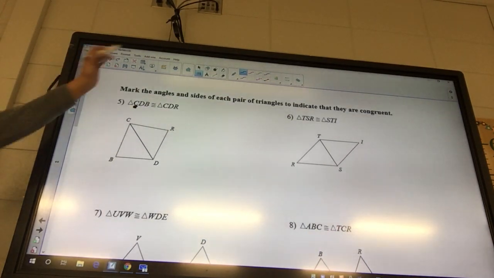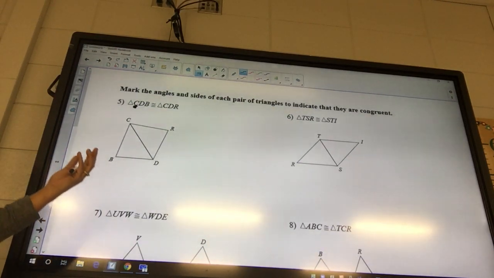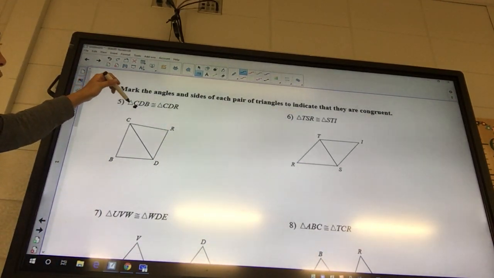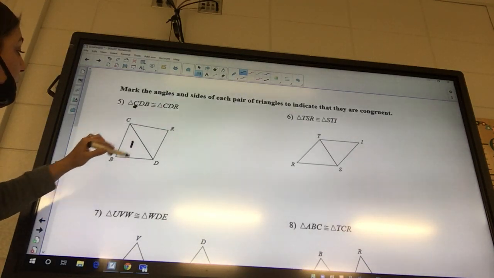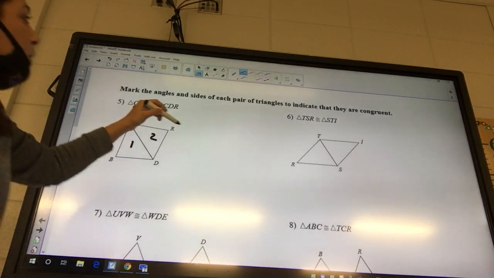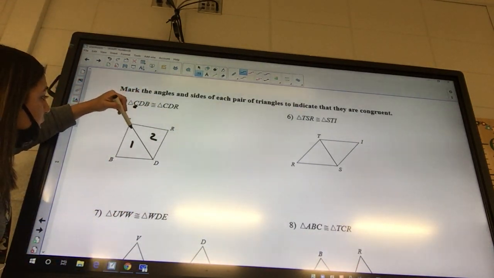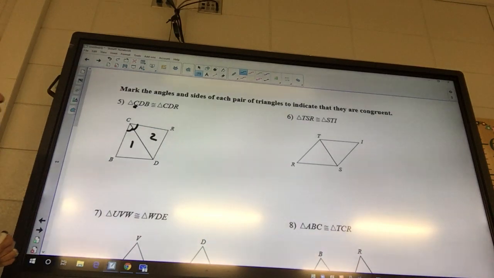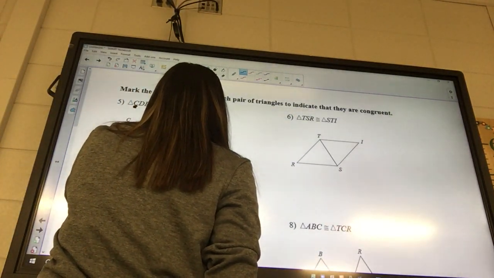Because we have some same letters and triangles touching, we need to figure out which triangle is which. So I would mark them. Which triangle is CDB? This one. So when you're going through marking, you need to make sure that you're marking the right ones. So C is congruent to C, so we can mark these ones with 1. D is congruent to B? D. So these inside ones are going to get 2 bows.